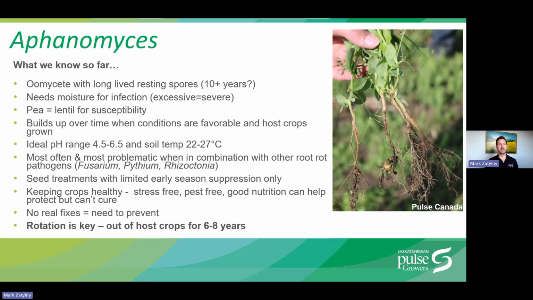Going into a little bit more detail about Aphanomyces, what we know so far. Aphanomyces is a water mold with long-lived resting oospores in the soil. These germinate into zoospores that then swim through water in the soil and infect the host plant roots. One of the key requirements is moisture for that infection to occur. So if you have the pathogen present, but it's a very dry year, there is a good chance that you might not see any negative impacts from Aphanomyces. But if there is a lot of moisture, then those zoospores can come in contact with the roots and infect them.